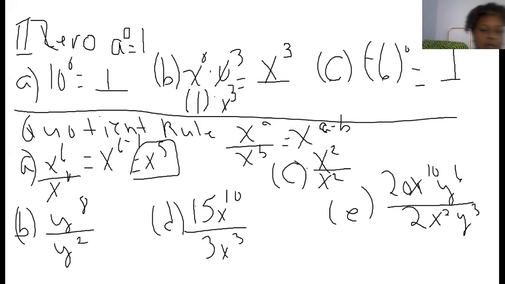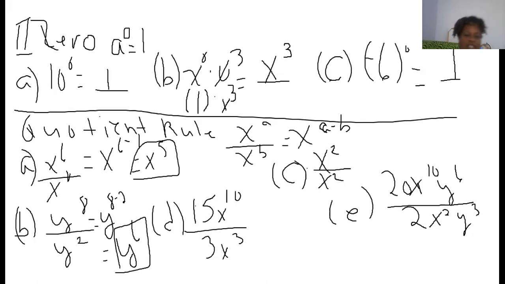Just that simple. Same process with B model: y to the 8th over y to the 2nd. What we'll identify here is that 8 is my larger exponent, so that's where the subtraction will occur. And there I will show 8 minus 2, and that result will give me y to the 6th. Final answer. Yes, just that simple.